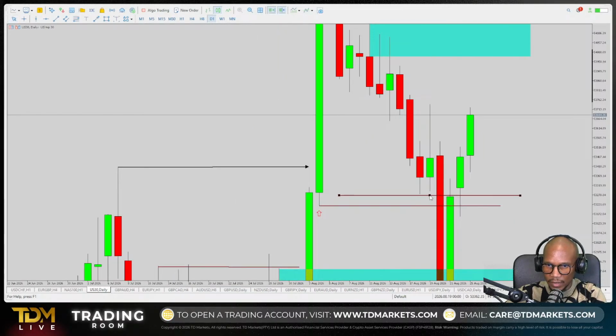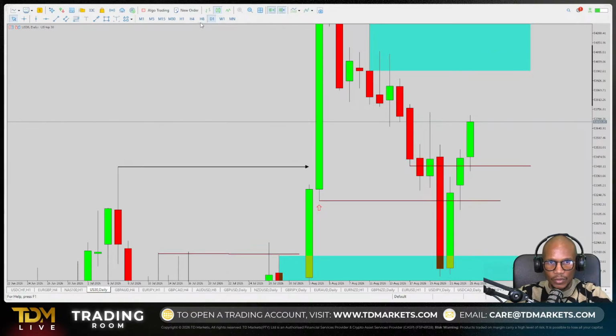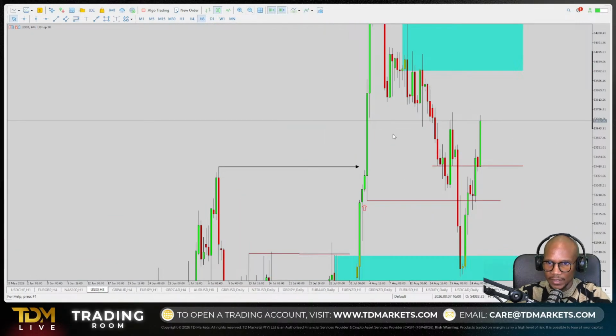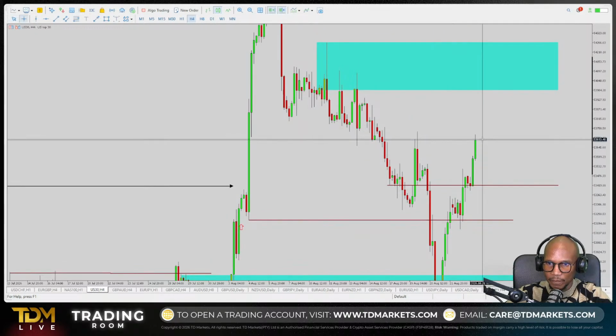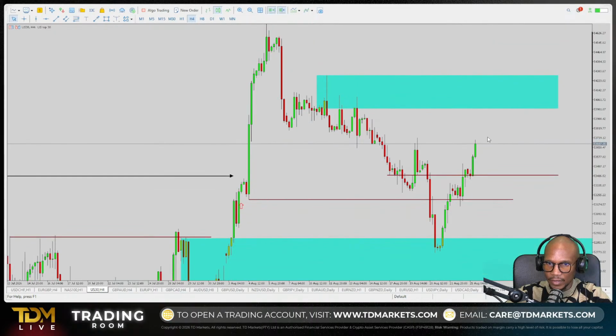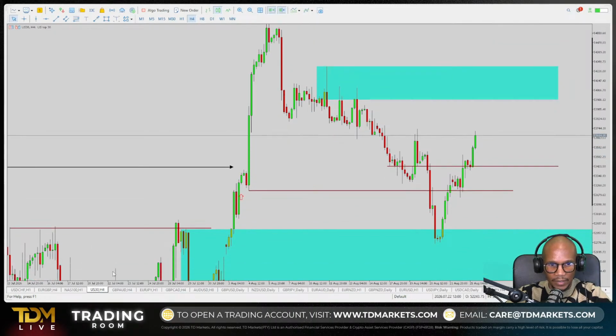Let's have a look at the daily. Yeah, I am gonna find an entry. It has not presented itself as yet. But if you're holding a position, just manage your trade, and you should be good. So we're looking for a setup and the entry.